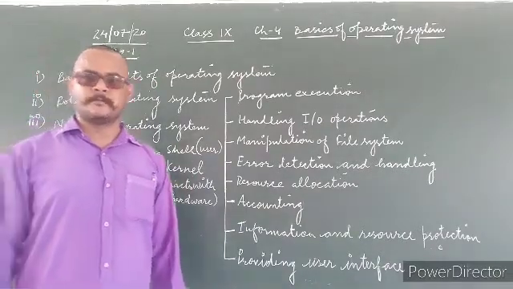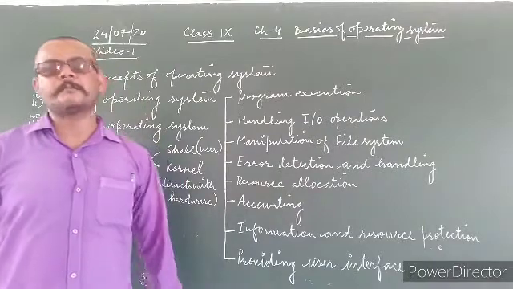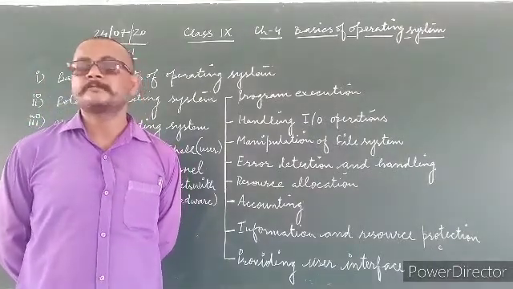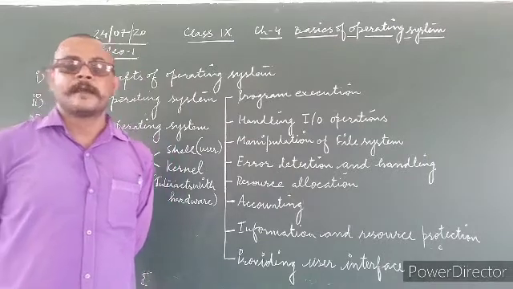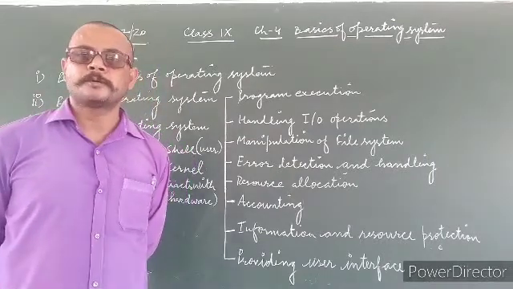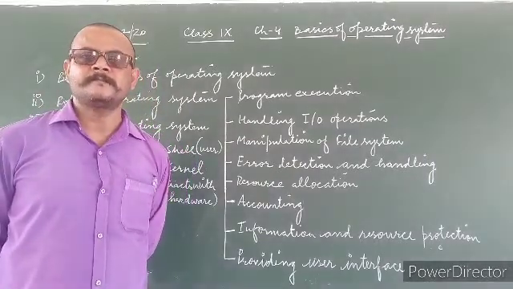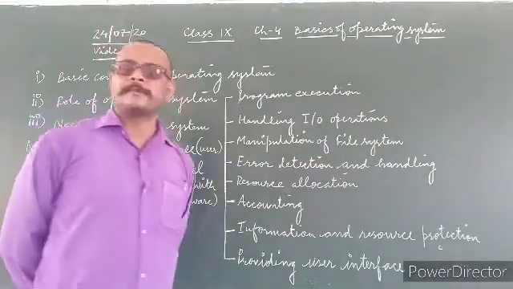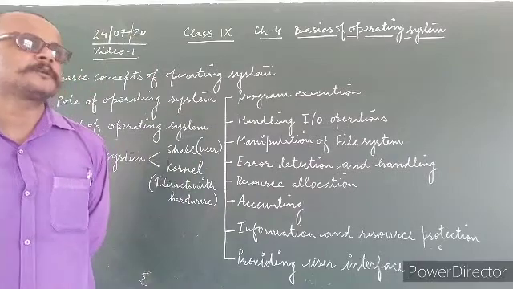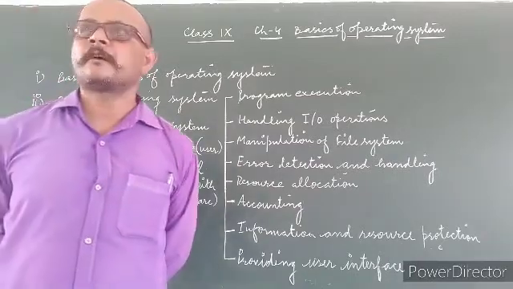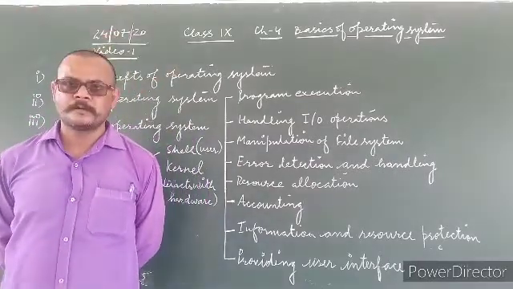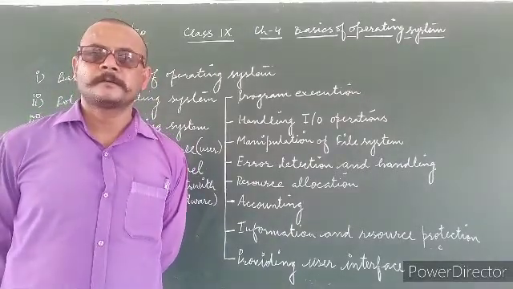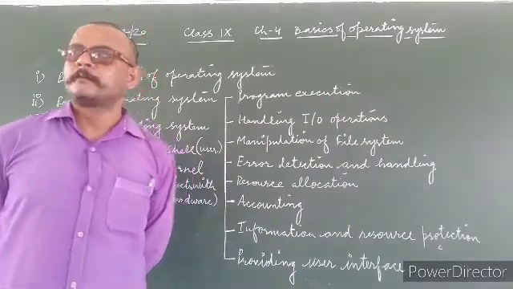Whatever the input is given by the user, it is handled by the operating system. Then it is processed by the operating system, and finally the output is also given by the operating system. So this input output operation, the IPO cycle, I told you in an earlier chapter: input, process and output. Input is given to the computer, then it is processed, and then the output is given by the computer.